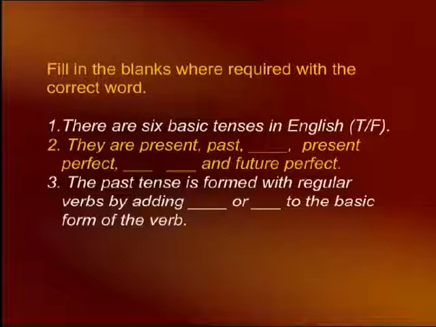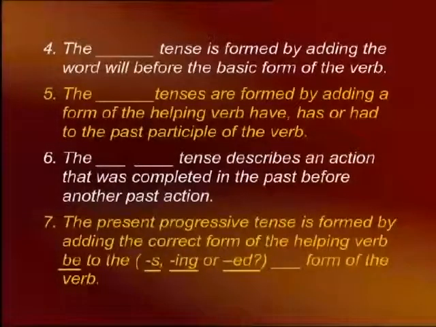Number 3, the past tense is formed with regular verbs by adding dash to the basic form of the verb. What has to be added to make the past tense? Simple, ed or d. Number 4, which tense is formed by adding the word will before the basic form of the verb? And it is the future. You have to fill in the blank with the word future.